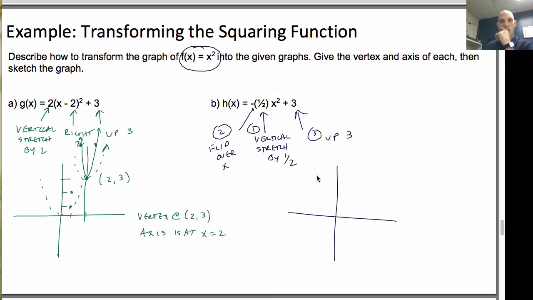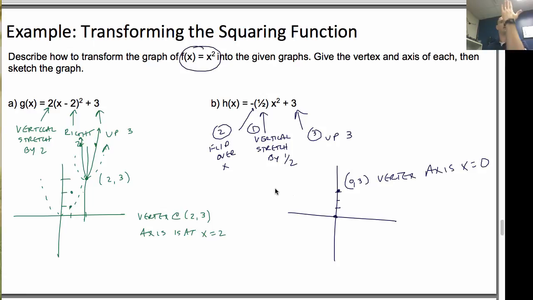0, 0 is my vertex. If I vertical stretch it, it doesn't go anywhere. If I flip it over x, it doesn't go anywhere. Then I go up 3. So all of a sudden now I'm at 0, 3. That's my vertex. So my axis is x equals 0.